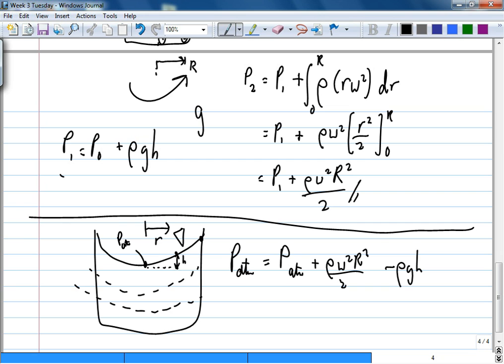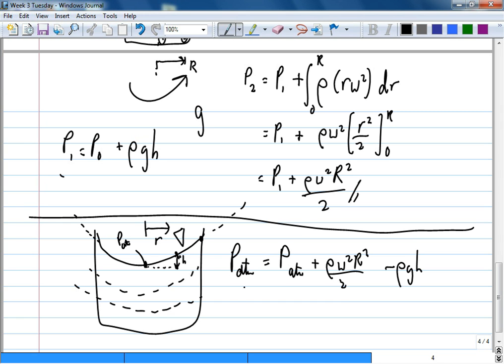So, I repeat again. I start at this point, which is atmospheric pressure. I go out, so the pressure increases by rho omega squared R squared on 2. And I go up, my pressure decreases by rho g H. And finally, at this point, this is the isobar, the free surface. The pressure must be constant, and that pressure is atmospheric. Any questions?